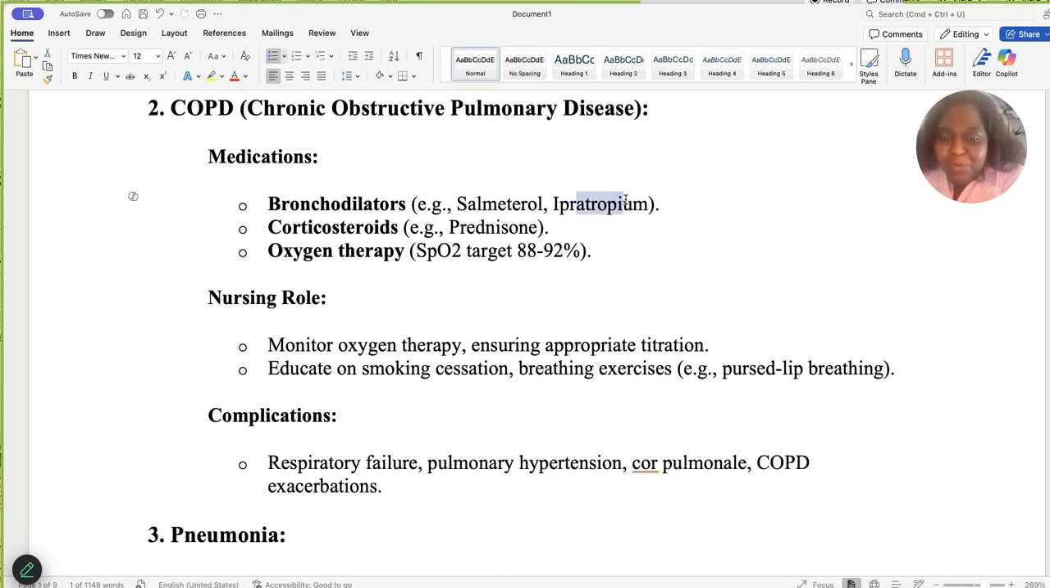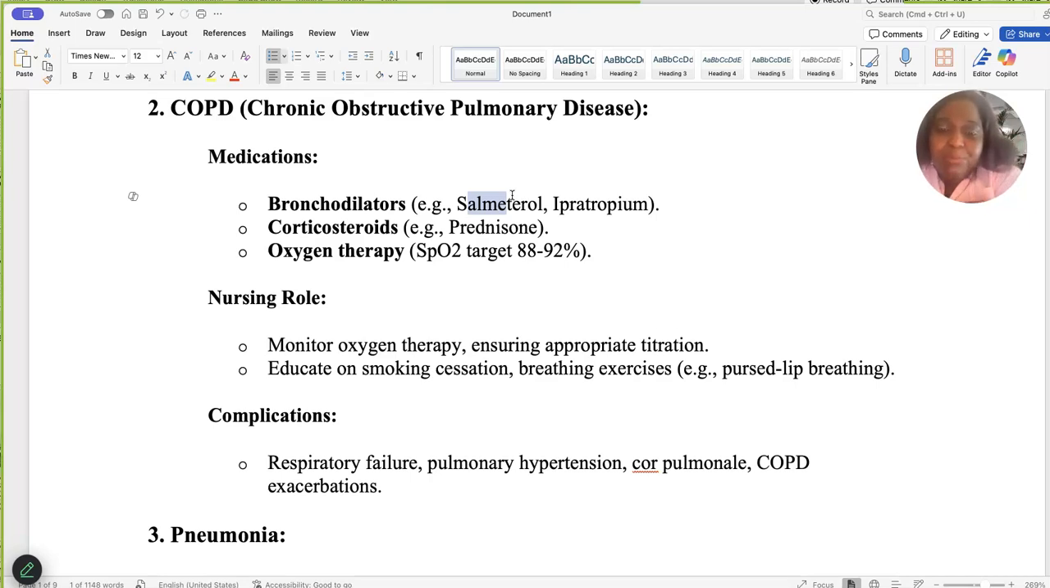You have to know your drug and know your class. For every kid, there is a mother. If you know these kids right here, you have to know the mother that gave birth to them. So salmeterol and ipratropium are two of the drugs underneath bronchodilators, but there are a lot more. Prednisone is an example of a drug underneath corticosteroids. And then we have oxygen therapy.